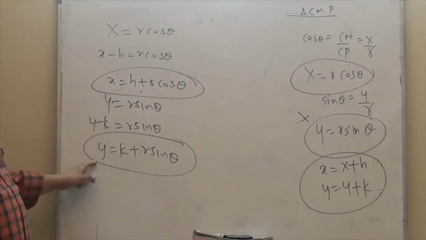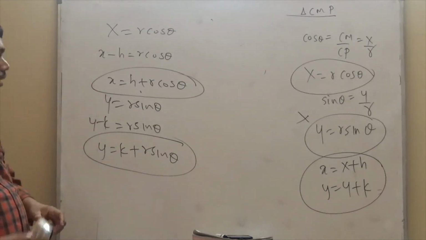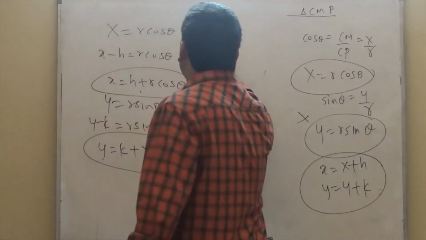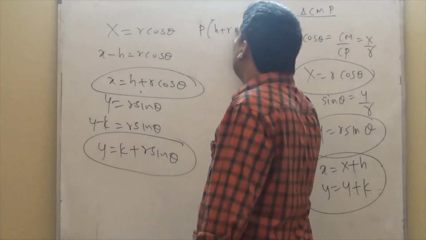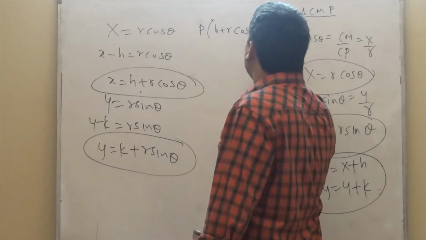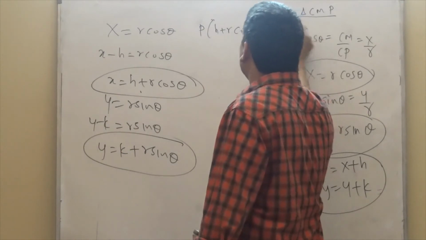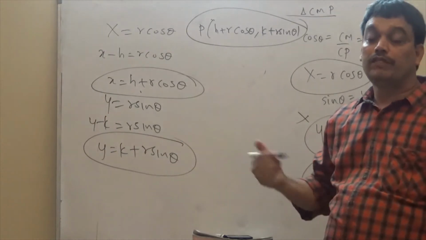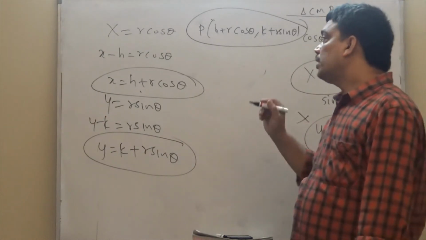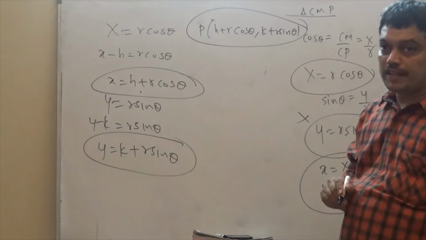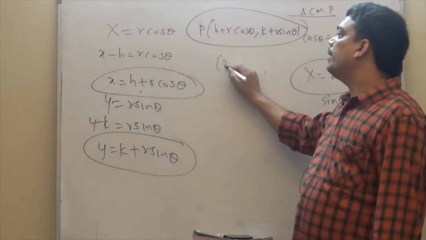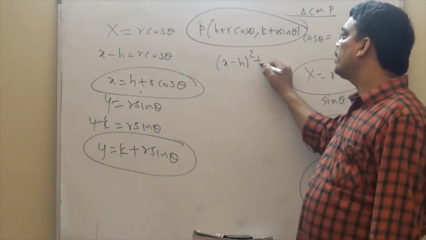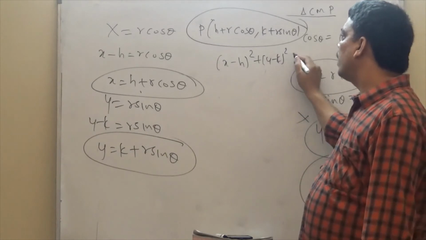So these two equations represent the parametric equation, and if you write them in the form of coordinates like (h plus r cos theta, k plus r sin theta), these are called the parametric coordinates for any point on the circle. So which circle am I talking about? I am talking about the circle whose center is (h, k) and radius r, and such a circle can be written as (x minus h) whole square plus (y minus k) whole square equal to r square in the Cartesian form.